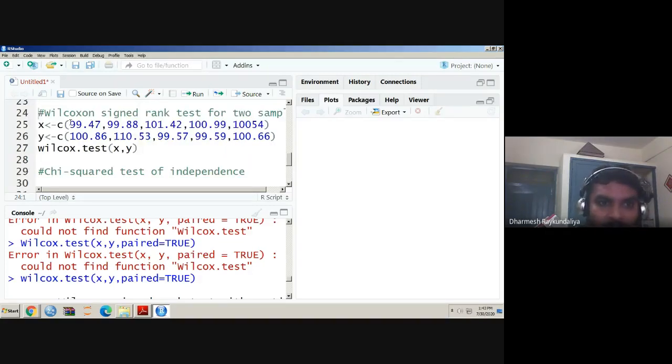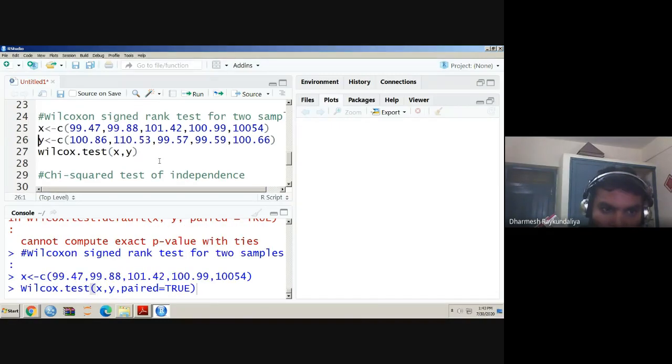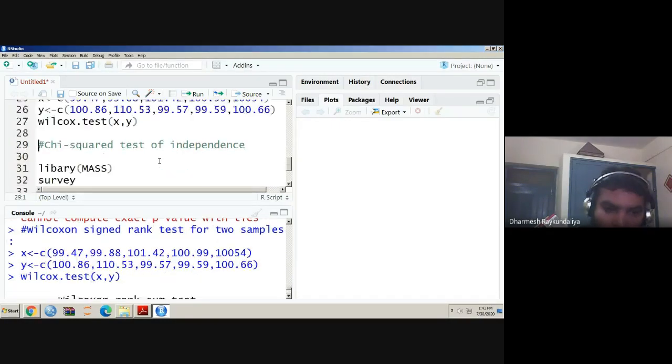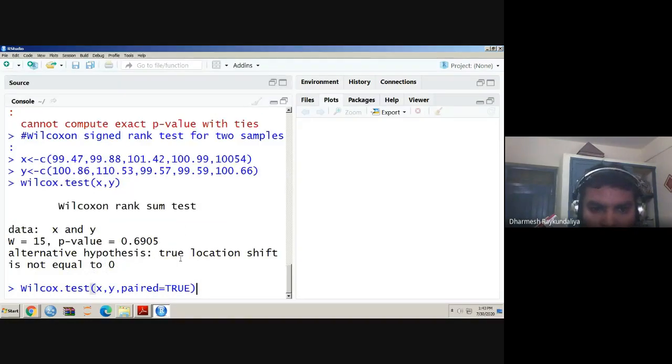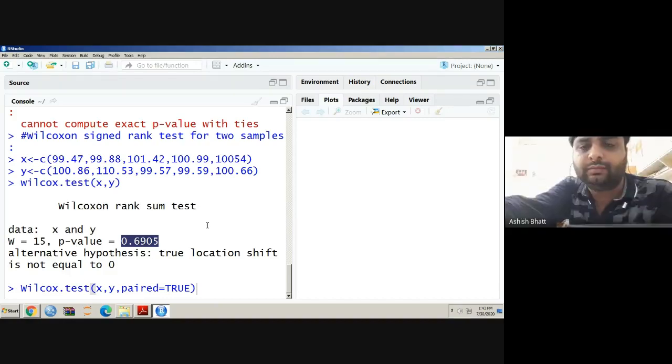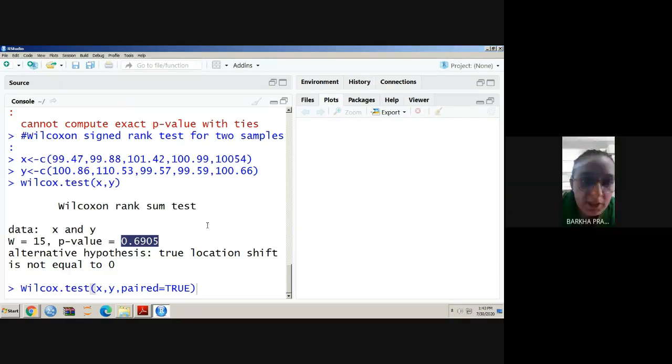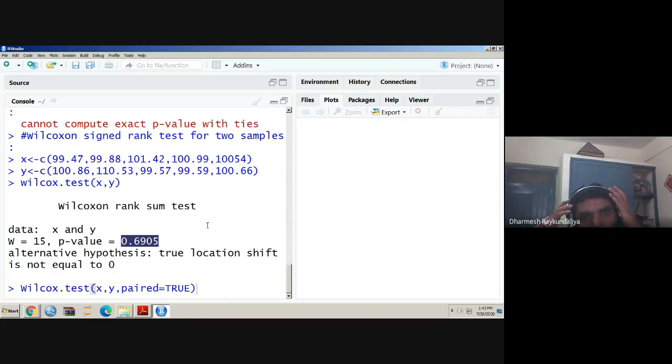Here, this is the data for drug 1, and this is drug 2, and I apply the Wilcoxon test. You can see that the null hypothesis is accepted. The null hypothesis is accepted, which means that both the drugs have an equal effect. Okay, so you can give any drug.